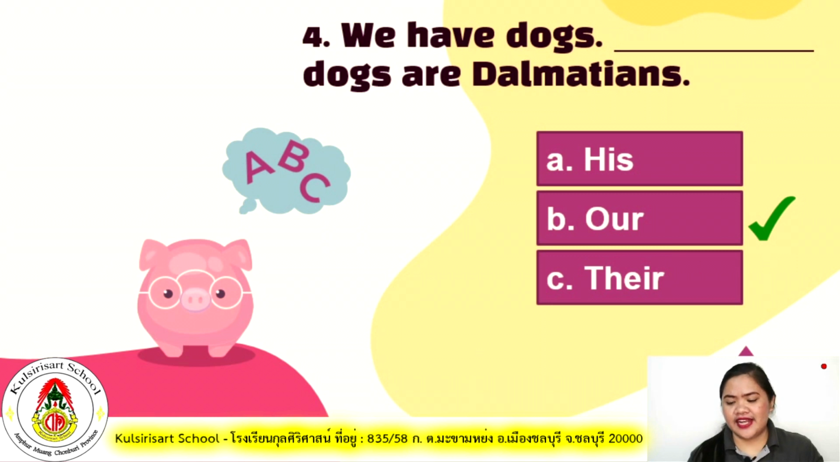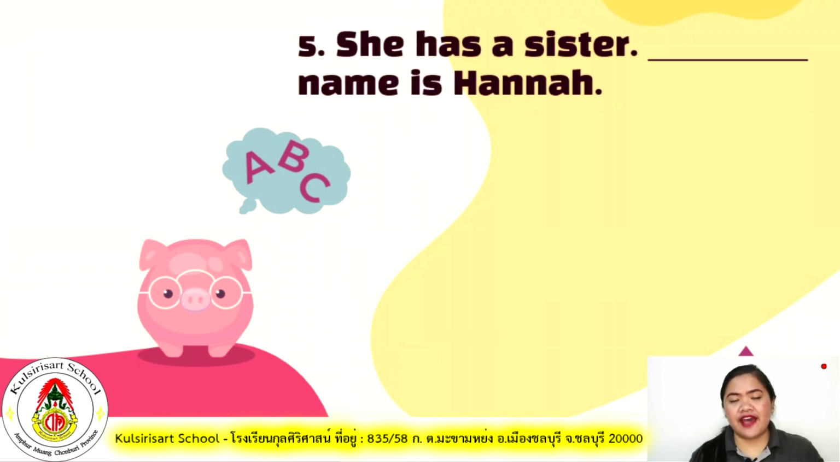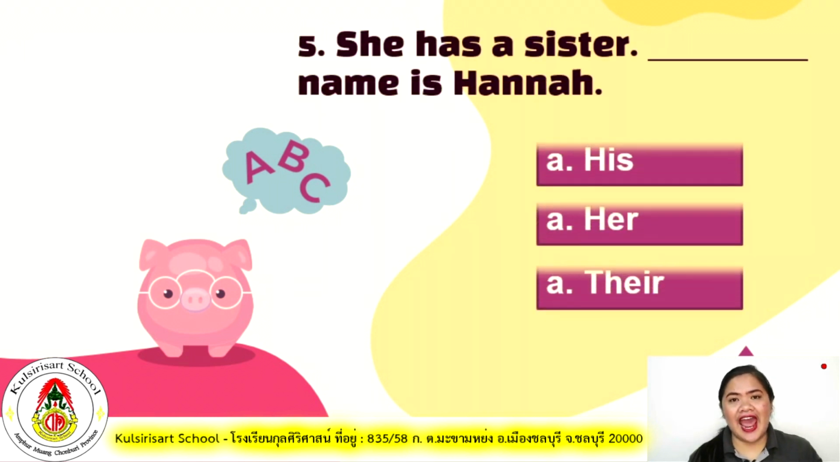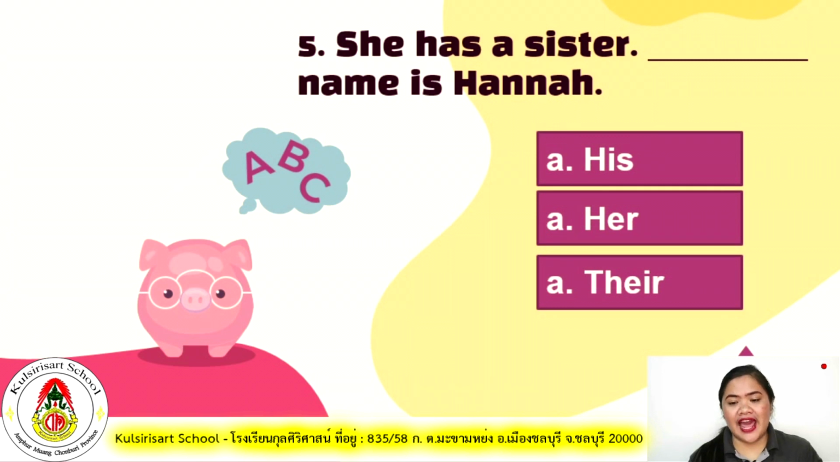So, next one. We have she has a sister. Blank name is Hannah. What do you think is the possessive adjective? Very good, of course. Hannah is a girl. So we are going to use the word her as the possessive adjective.